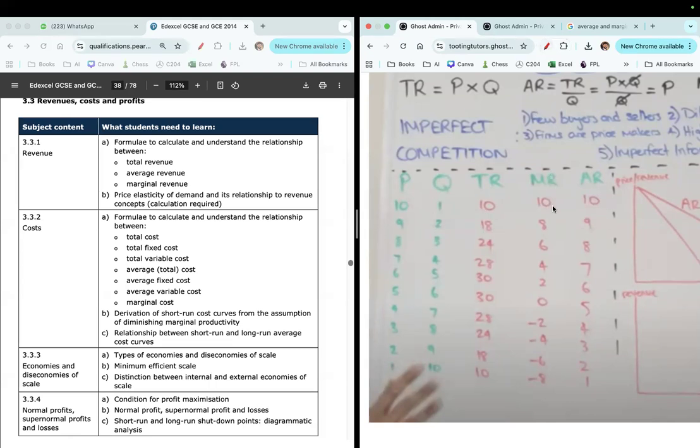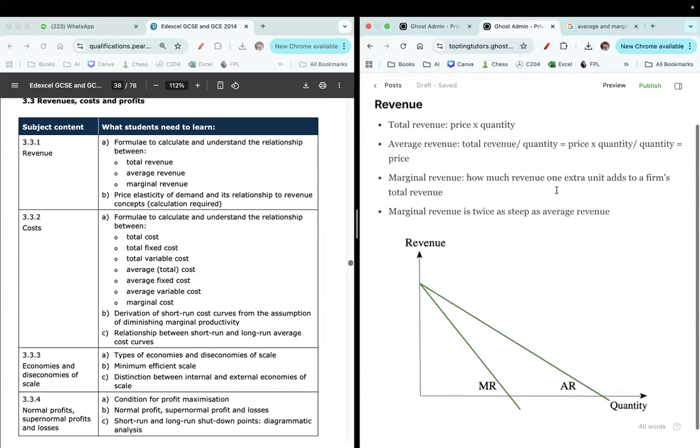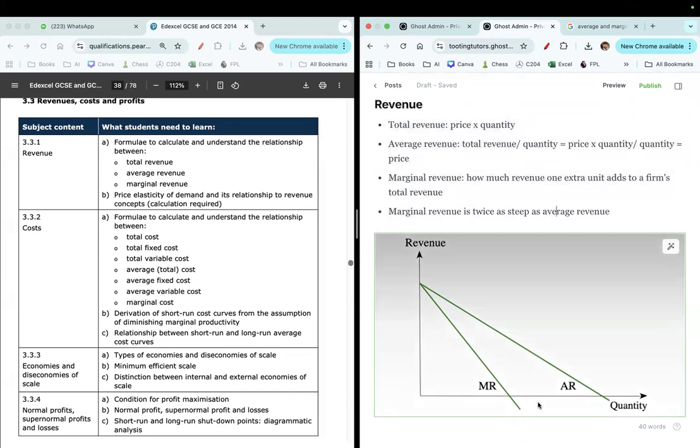And then for the marginal revenue, we're just seeing how much it gets bigger by each time. The jump is 8, so that's my marginal revenue. The jump is 6, so that's my marginal revenue. The jump is 4, so that's my marginal revenue. But for us, I just want you to know the basic definition of all of them and how they look on the diagram.